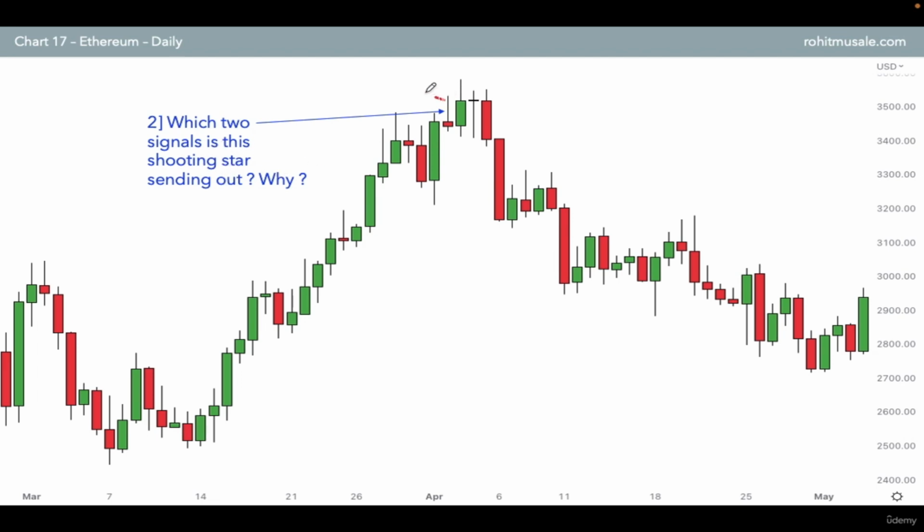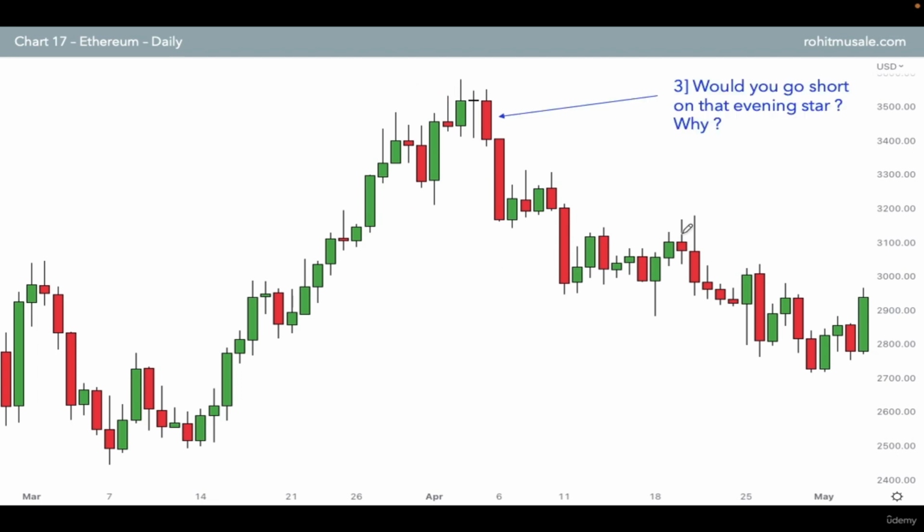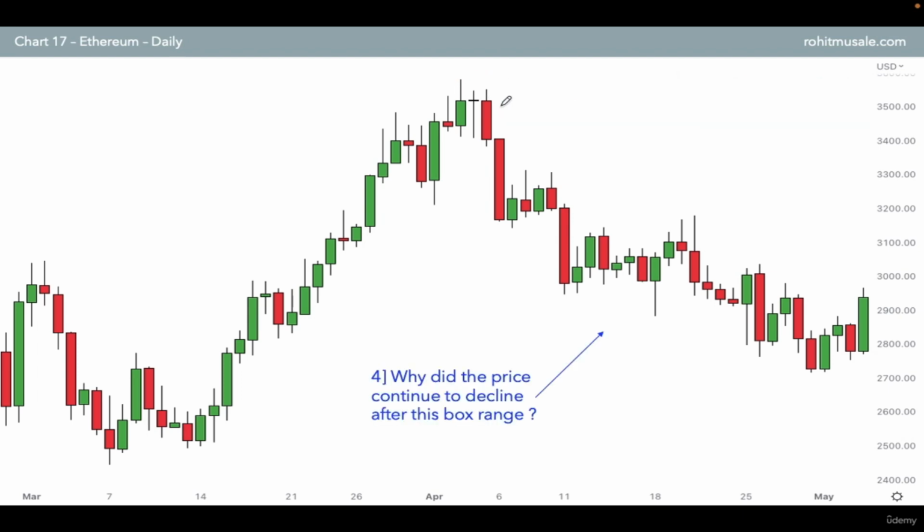So you look at this red candle. Number 3. Would you go short on that evening star? Why? So this evening star. Number 4. Why did the price continue to decline after this box range? So you see a box range here.